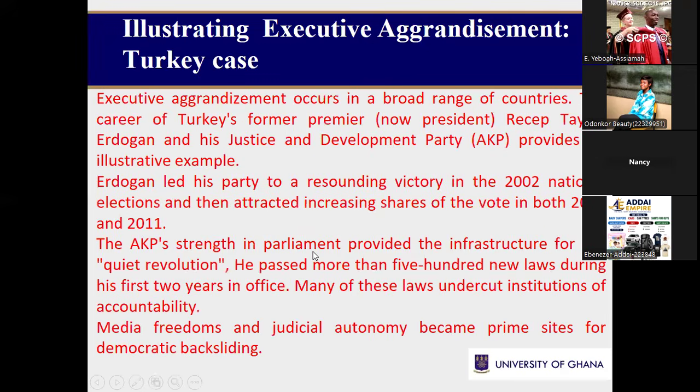A typical example happened in Turkey. We have President Recep Tayyip Erdogan. He rose to power in 2002. He led his party, the Justice and Development Party, in short, the AKP. Erdogan led his party to a resounding victory in the 2002 national elections. Then it attracted an increasing share of the vote in both 2007 and 2011. The AKP won an absolute majority in parliament, a super majority, whilst the opposition had a micro minority.